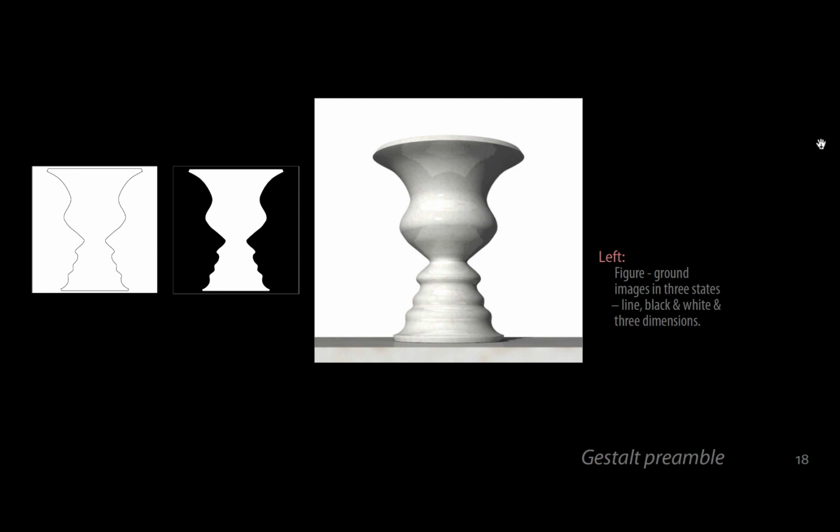So depending on how you look at this, you can see 2 different things. You can either see 2 faces facing each other, or you can see a vase in the center of that image. And this is what figure ground is. You can look at it in one way, or you can reverse it into another way.